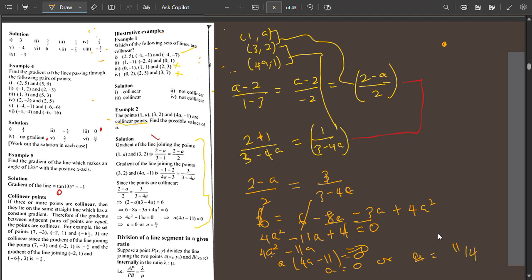It's very simple. The only principle in coordinate geometry applied here is the principle of collinearity, which arose from the principle of gradients. The rest is factorization and simple algebra. Thank you.